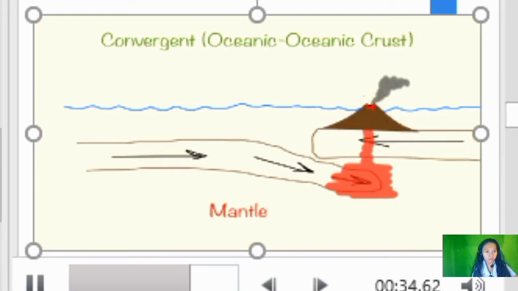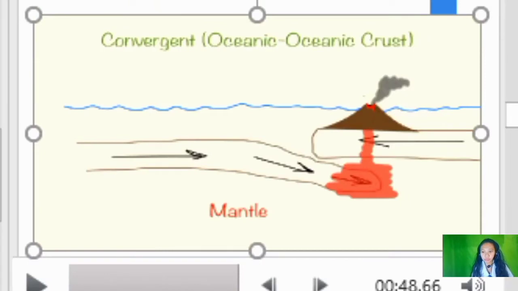Because the volcano is being created on oceanic crust, it's going to be a volcanic island. Where the plate is forced under the other, there will be an ocean trench. During this activity, earthquakes will also be felt. So that is for the oceanic and oceanic crust.